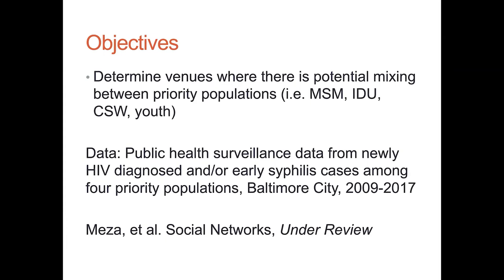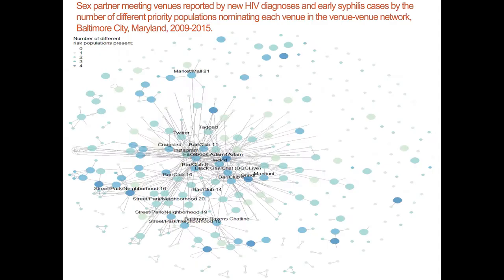Again, public health surveillance data. This data is from 2009 to 2017. So this is a great one. This is a crazy diagram. And here we're not quite at the synthesized venue only dually nominated venue level. But this is reality. This is what it really looks like. So it's kind of fun. I wanted to show you it.